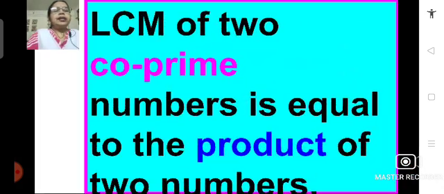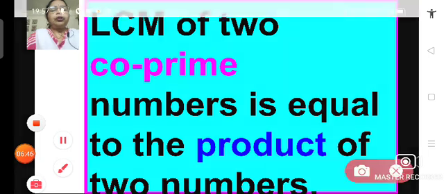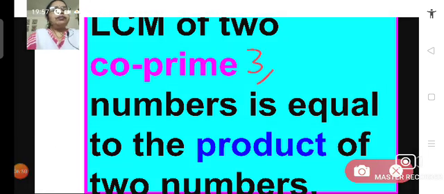The next point is the LCM of two co-prime numbers is equal to the product of the two numbers. So the LCM of two co-prime numbers will be the product of these numbers. Suppose we have to find the LCM of 3 and 5. 3 and 5 are two co-prime numbers. So their LCM will be 3 into 5, that will be 15.